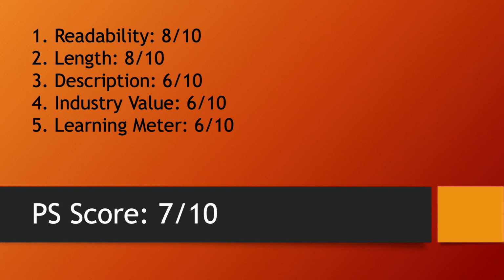Let's talk PS score. Overall, it's a decent read, so it gets 8 out of 10 on readability. With 12 pages, it scores 8 out of 10 on length. It's a measurement paper, and the description of the approach feels average, so that makes it 6 out of 10. Industry value and learning meter is questionable, so it gets 6 out of 10 on each. Overall PS score is 7 out of 10.